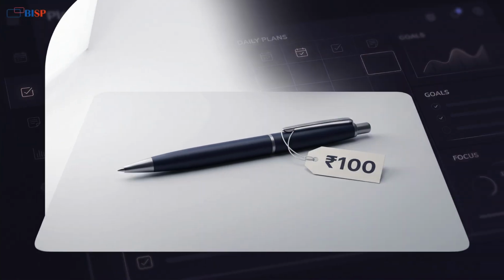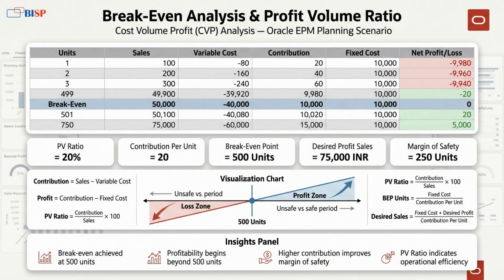Let's set the scene. A company sells a single product, a pen. The selling price is 100 points per unit. Variable cost, the cost that changes with every unit produced, is $80 per unit. Fixed cost, the cost that stays the same regardless of how many units are sold, is $10,000.